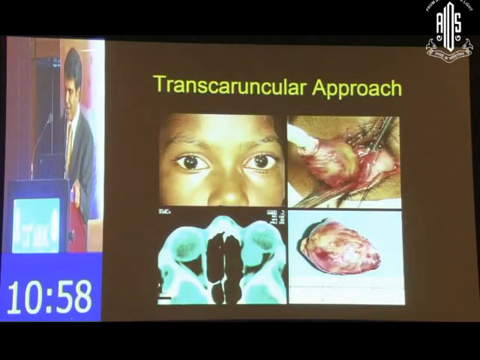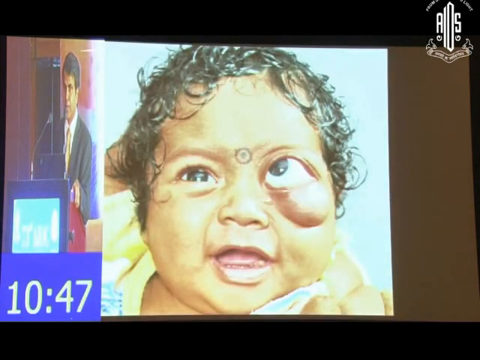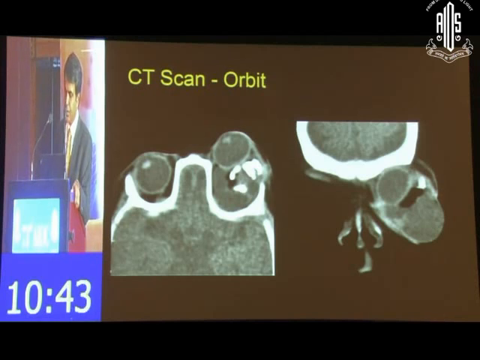for orbital fractures. Transcaruncular approach can be effectively used for intraconal lesions which are located on the medial aspect. You can see that a cavernous hemangioma has been removed in this teenager. Similarly, a teratoma in this child has been approached with inferior fornical approach. A large teratoma, you can see a tooth within it.